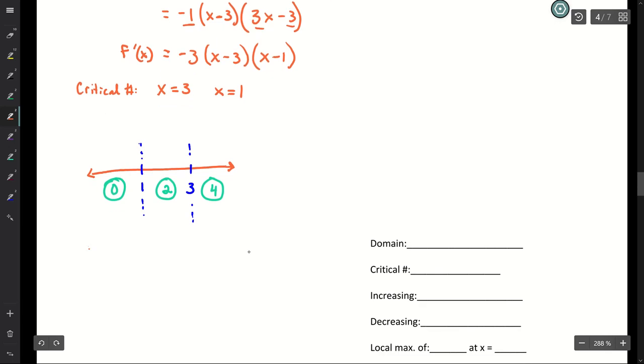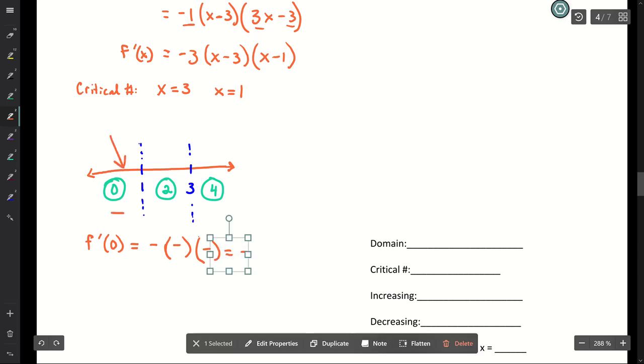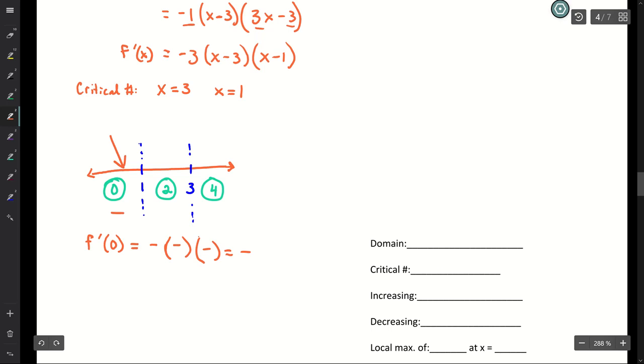Okay, and I'm going to do these quickly. We've done these before, so f prime at 0, I'm plugging in. I'm just going to eyeball these. The -3 up here is definitely negative. If I plug in 0, I'm going to have 0 minus 3. That's going to be negative. And then plugging in 0, I'll have 0 minus 1. That will be negative as well. 3 negatives would be negative overall. At this point, it would tell me my function's decreasing, so going downward.